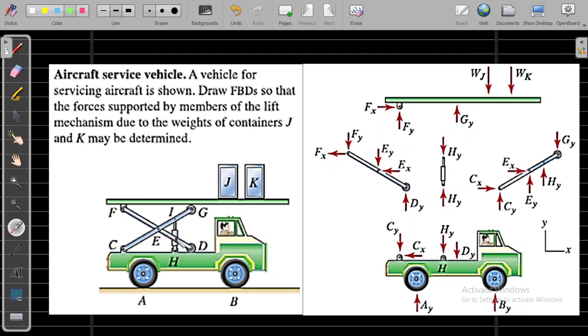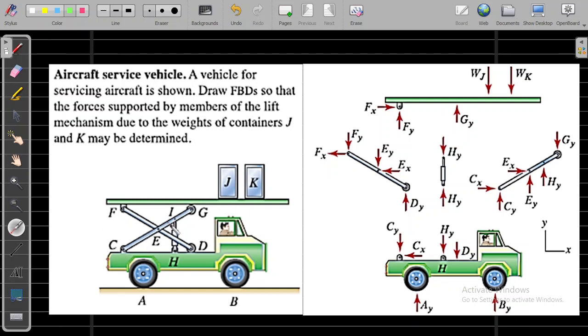Okay, and you need to calculate what the forces are that are being generated in these two scissor links and the hydraulic cylinder as a result of these two weights. Okay, so this is what he is asking in this question. But before going to the solution, we have to look at this question very critically.